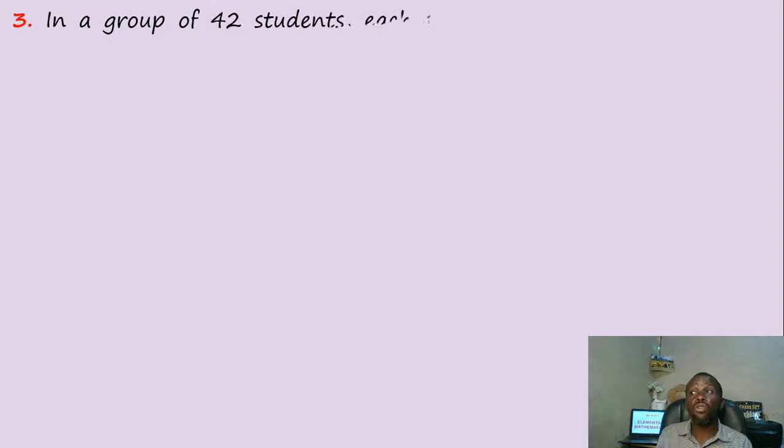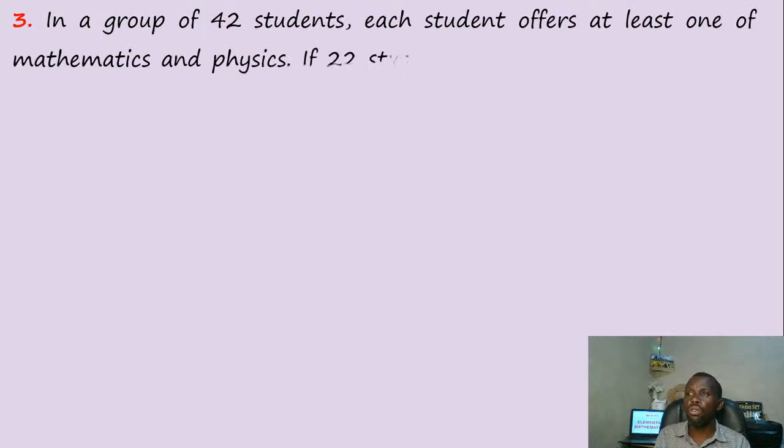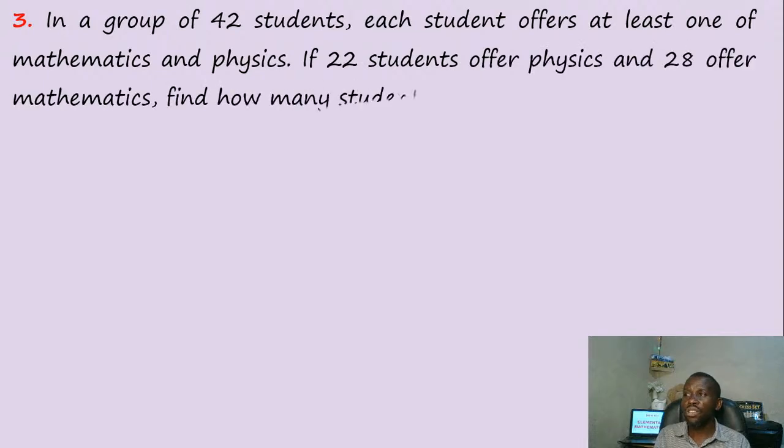All right. Now let's look at another question. In a group of 42 students, each student offers at least one of mathematics and physics. If 22 students offer physics and 28 offer mathematics, find how many students offer physics only. Now look at that question. Physics only. In this case, we want to know the physics only.